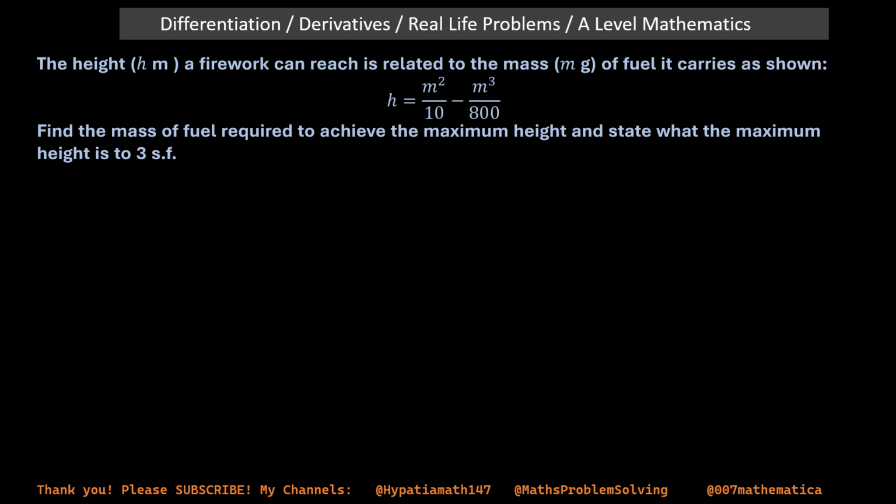For maximum height, if we had a cubic, say the maximum height is reached here. This is the maximum height it can reach, and maybe after that it burns out, so it can't go up any further. At maximum height, this is a stationary point, therefore you would have dh/dm equals 0.